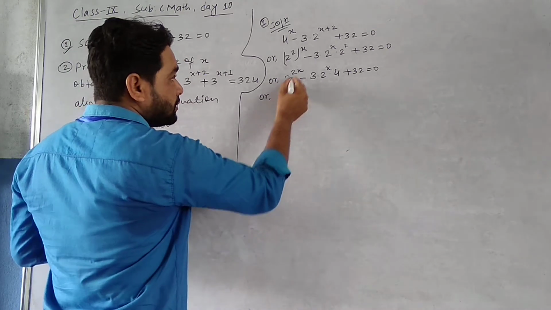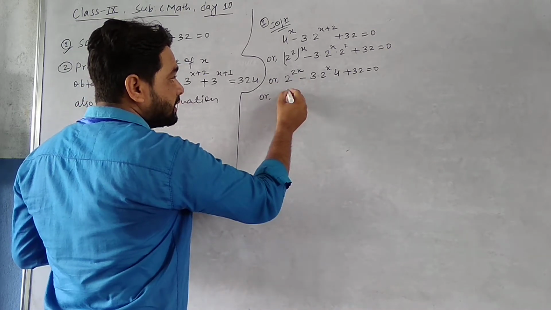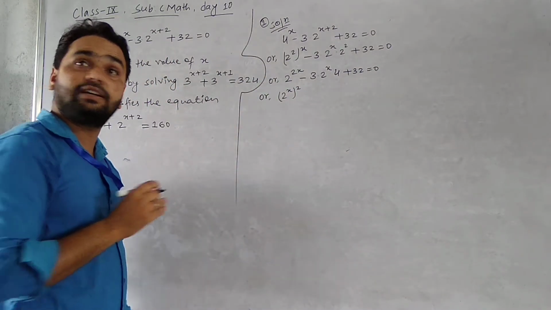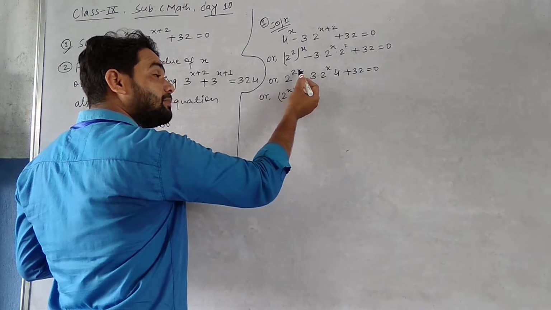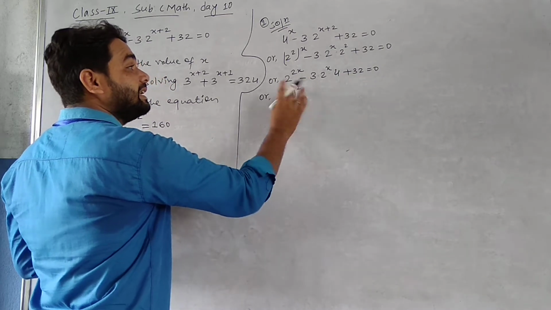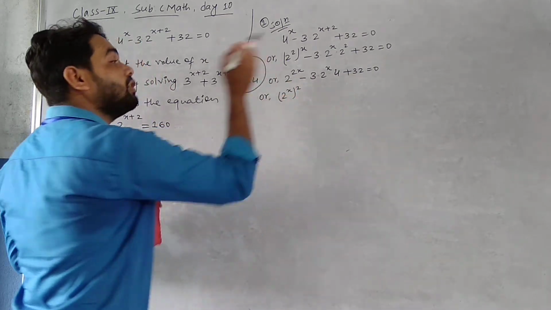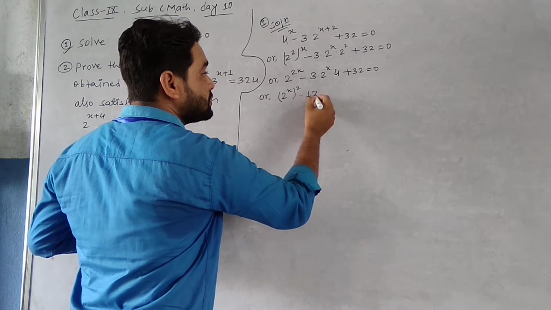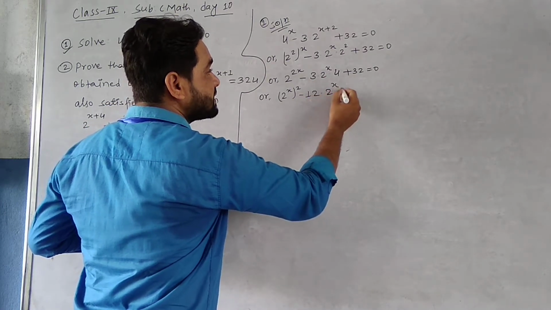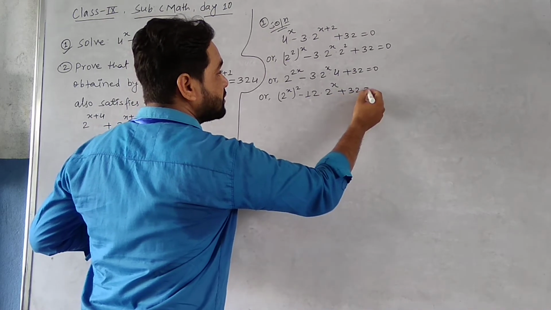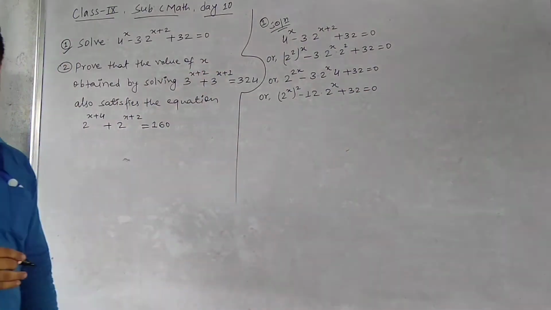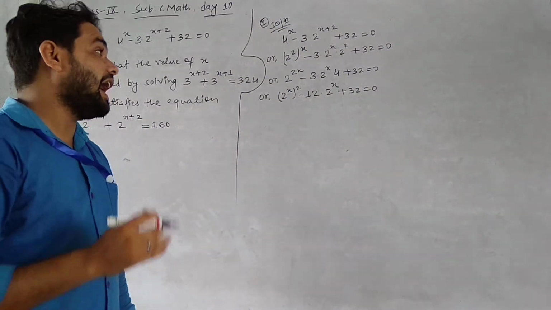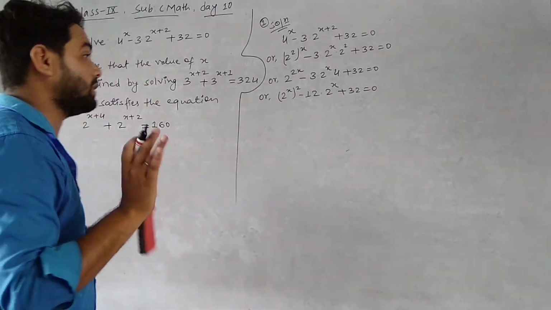Now again turn into simple form. 2x whole square can be written this or that. The powers are in the multiplication form, so we can write in power of power. And we have written minus 3 into 4, 12, into 2 power x plus 32 equals to 0. If this type of form is there, then we have to let something, and if you let that, it is easy for us to solve.